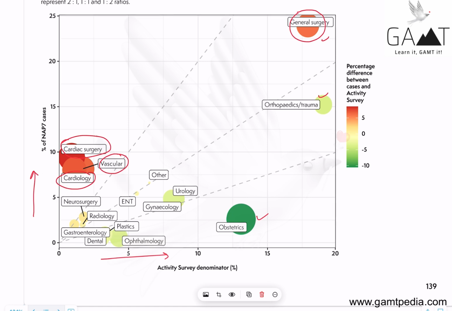So if you're working in any of these specialties, cardiac surgery, vascular, and cardiology, you probably know that there is a much higher risk of cardiac arrest in these specialties than in other specialties.